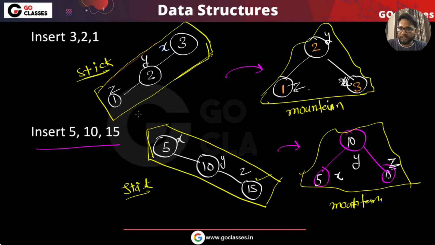Now for this stick, as you are seeing in this example also, once you annotate x, y, z, you notice that y is always on the top of the mountain. If you can remember this, then it will be very easy to draw a mountain. Otherwise there is no need to remember this. If you have this in your subconscious mind, then it is okay, otherwise there is no problem.